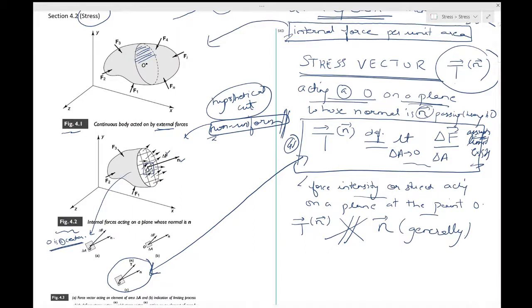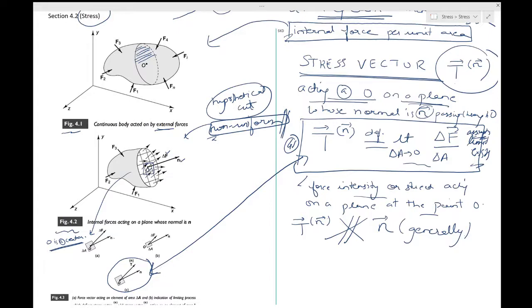Okay, so in assuming the existence of this limit, we have in effect made a continuum hypothesis with respect to the distribution of internal forces. This is an idealization of the behavior in a real material where delta F decreases smoothly with delta A only when delta A is large in comparison to the microstructure of the material.